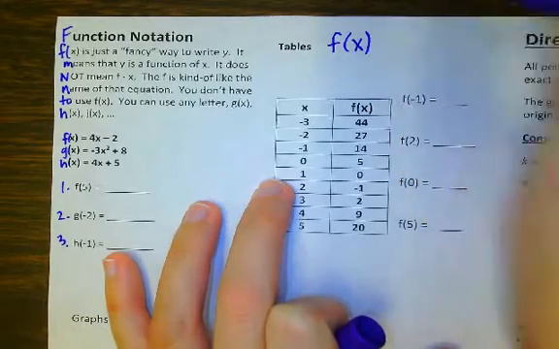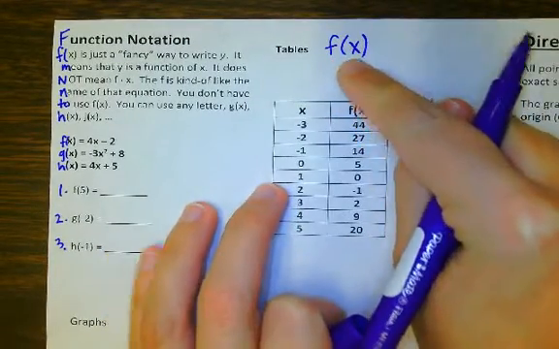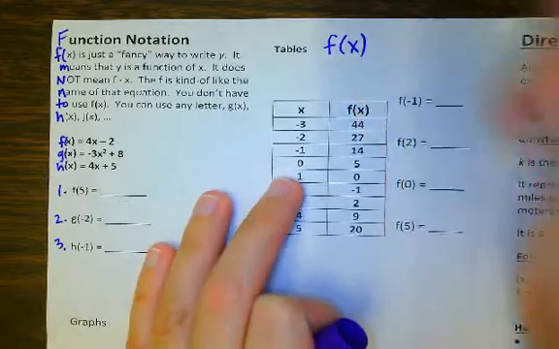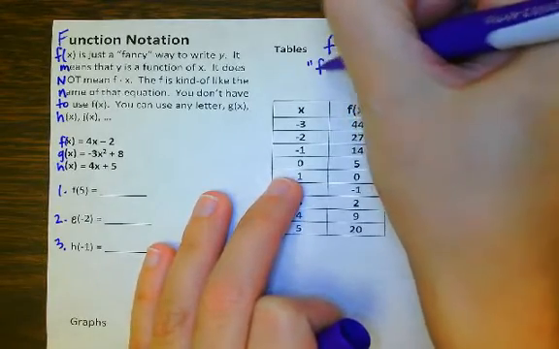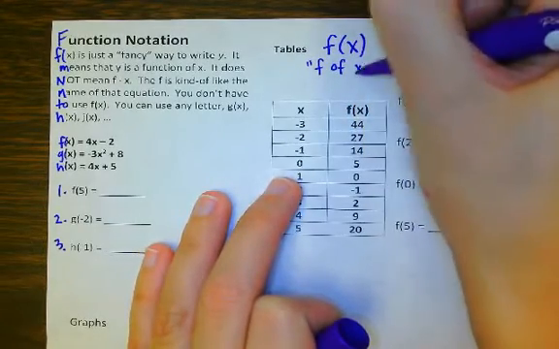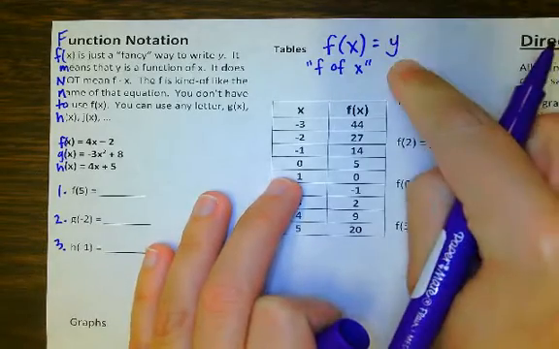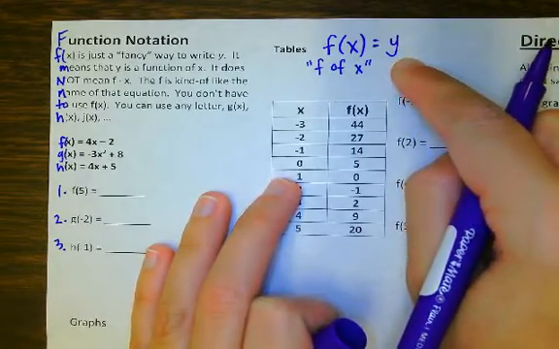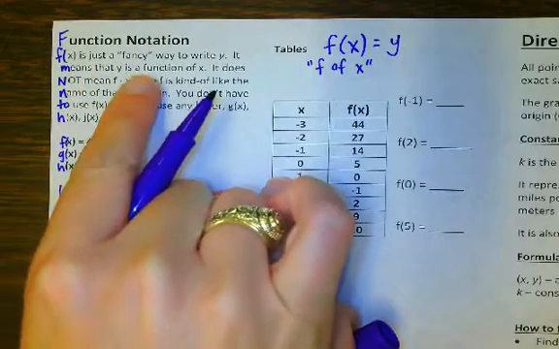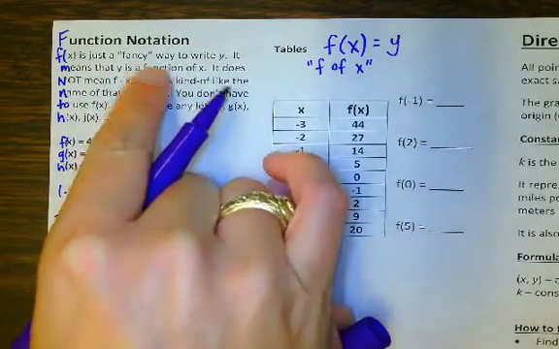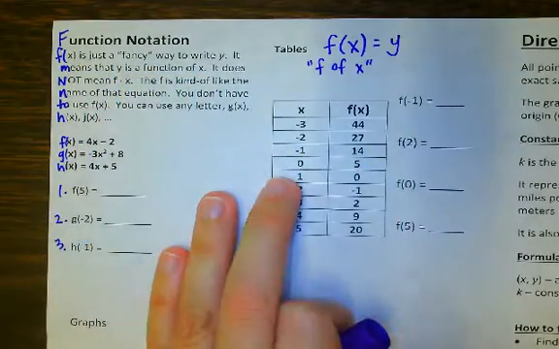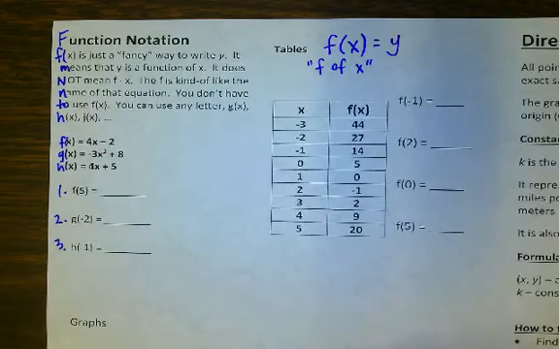And you might be saying, what does she say? So that's f parentheses x is what it looks like. We read it out loud as f of x, and it's the same thing as y. So over here, some notes for you. F of x is just a fancy way to write y. It means that y is a function of x.